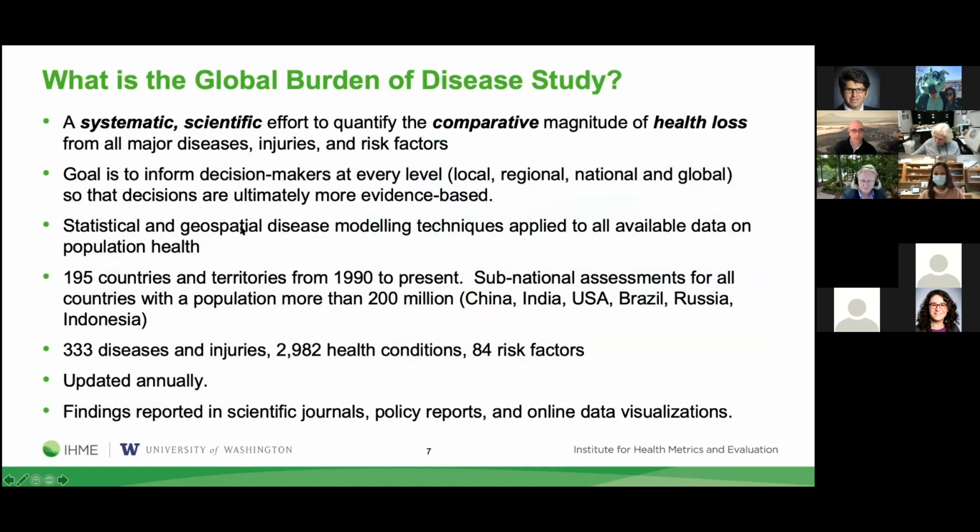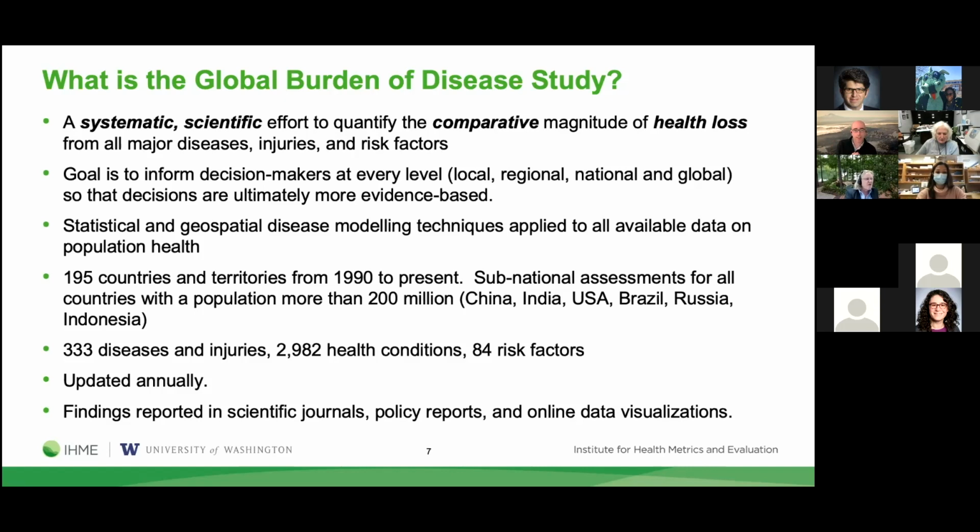If any of you are familiar with the evidence-based medicine movement that started in the 80s and early 90s, I think of this as a public health version of evidence-based medicine, evidence-based public health. It employs a range of statistical and geospatial modeling techniques to try and produce estimates in places where data is even quite limited. It produces results for every country in the world, and in fact, for large countries, subnational, what we'd call state or province level estimates. And it produces a time series from 1990 to the present.